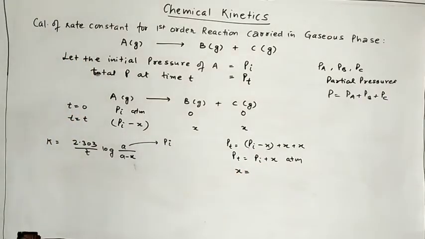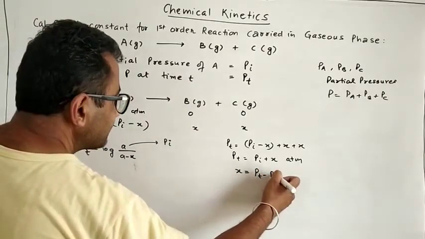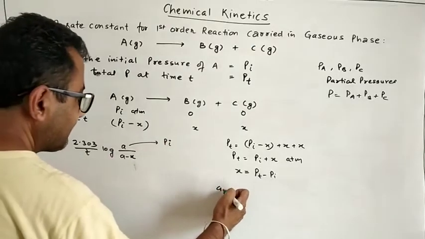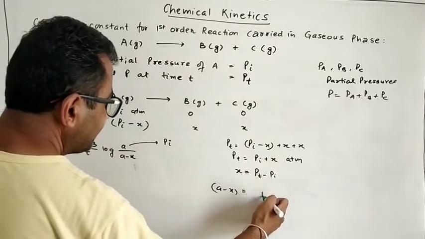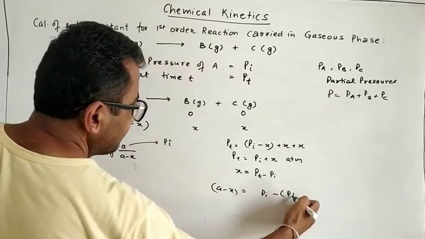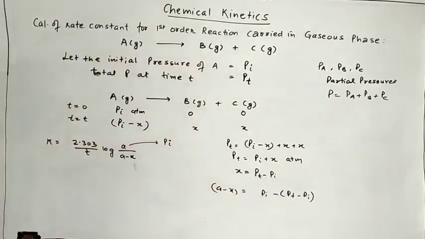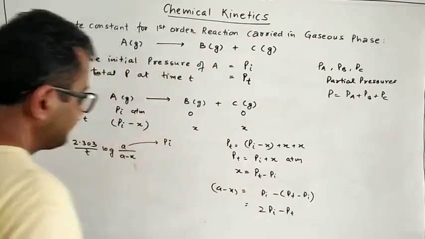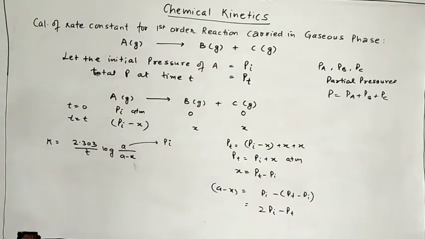It will be equal to PT minus Pi. So what is A? A is Pi. What is A minus X? You can find out A minus X. A is Pi, minus X, which is PT minus Pi. So this becomes equal to 2 Pi minus PT. Just put the value in this equation.